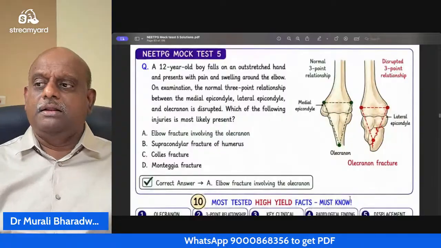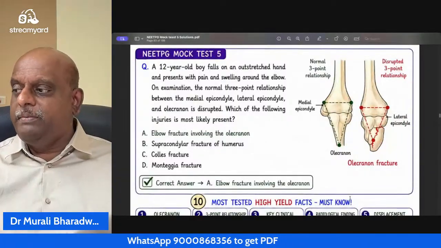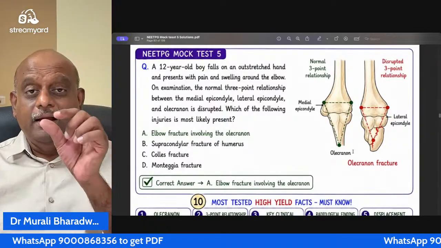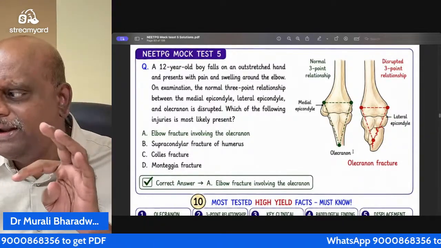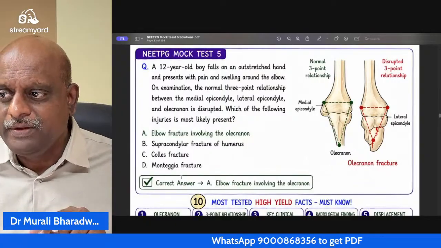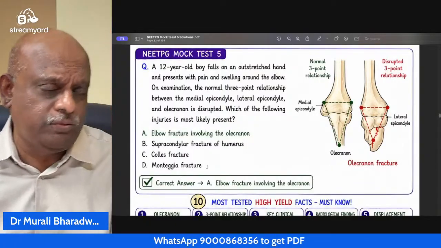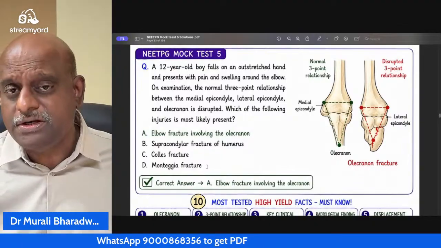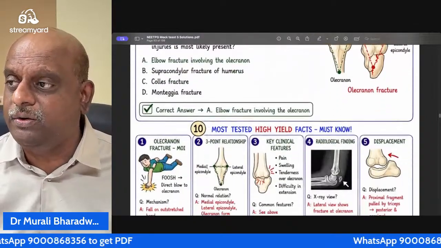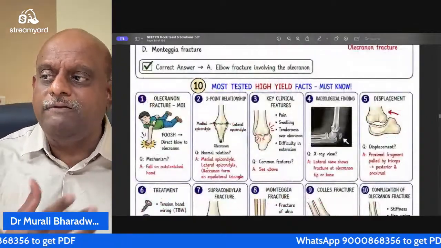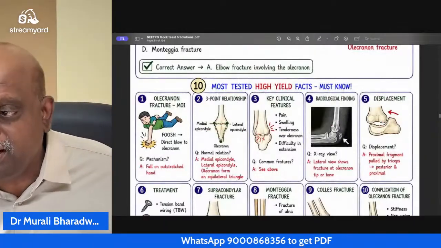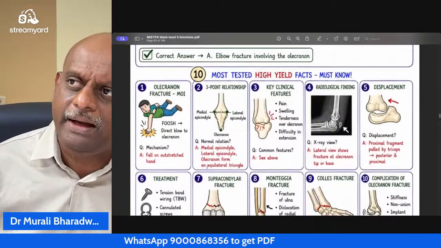So whenever the 3-point relation between the medial epicondyle, lateral epicondyle and olecranon is displaced or altered, that means there is an elbow fracture involving the olecranon. Whereas in supracondylar fracture of the humerus, which is the closest differential diagnosis, the 3-point relationship is absolutely maintained, is what you need to remember. So olecranon fracture happens by falling on an outstretched hand, is what you need to remember.